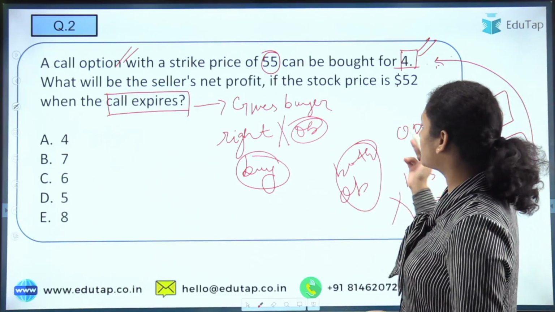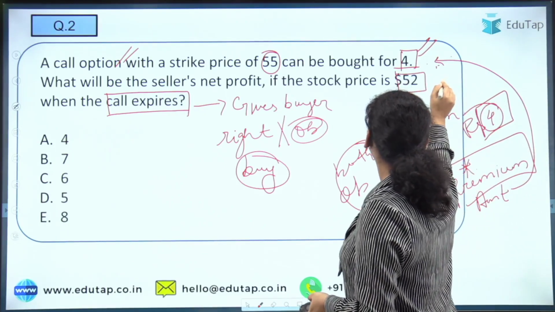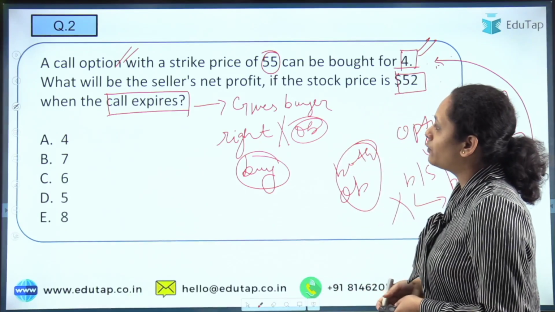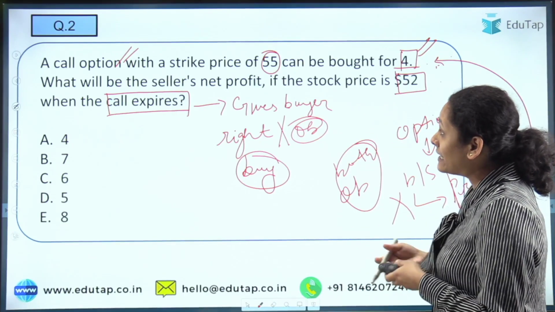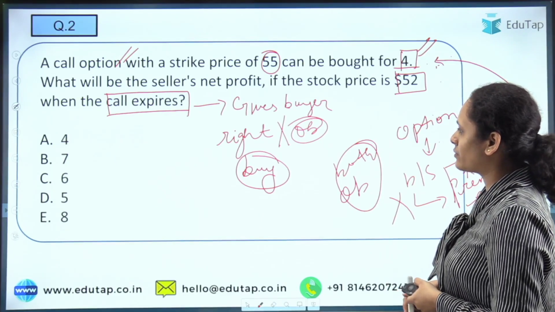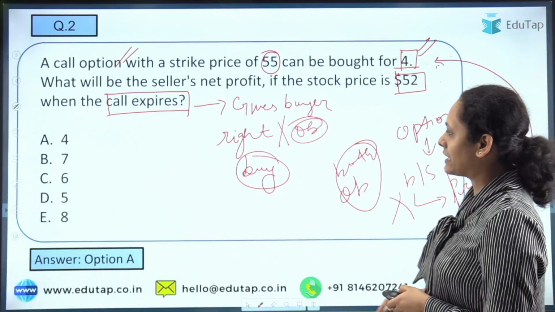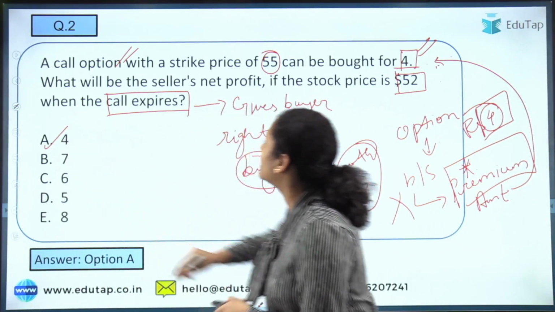Now the question says that currently the stock is trading at rupees 52. Then what will be the seller's net profit? ठीक है, let's understand this question. The right answer to the question is option A. It is 4. Now we'll understand this.